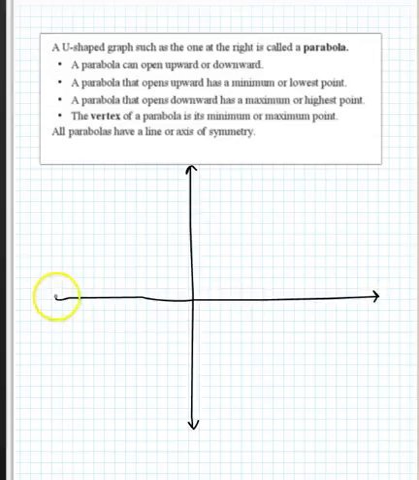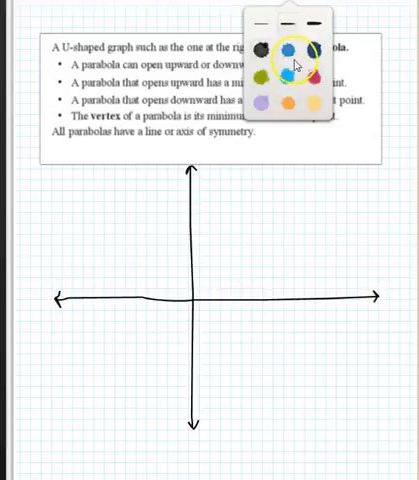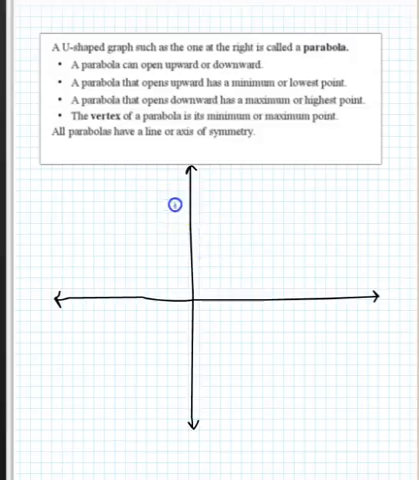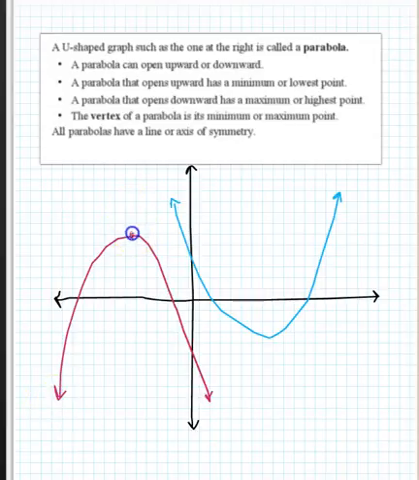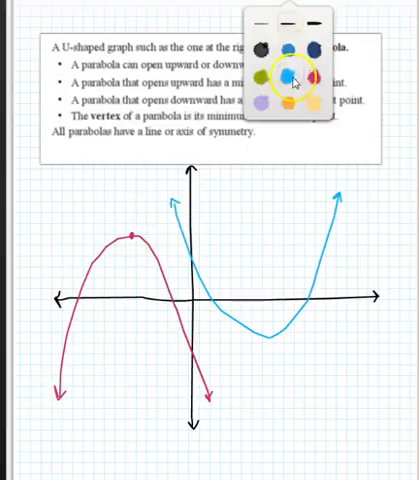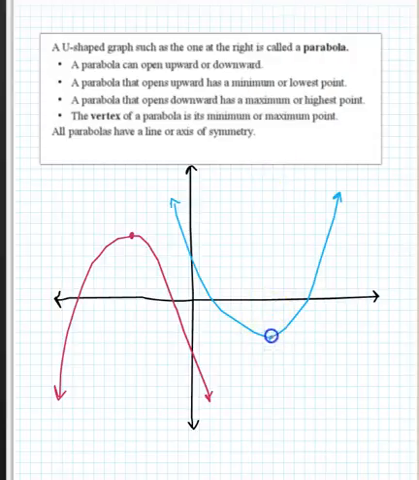Sorry for my lines, they're not the straightest. And then let's make the first one look like that. Okay, so there's a parabola. And then I'm going to draw another one over here. Let's say we're going up that way. And there's a second parabola. There's that vertex. And there's that vertex. Okay, so a parabola can open upward or downward. So this is the upward parabola.